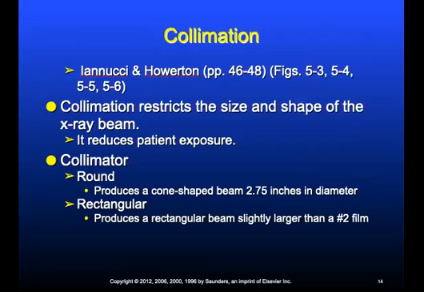So a collimator restricts the size and shape of the X-ray beam, which also reduces patient exposure. And there are going to be two types, a round and a rectangular collimator. A rectangular collimator restricts a beam more than a circular collimator, which significantly reduces patient exposure. So a rectangular beam is no bigger than what a number 2 sensor looks like. So it's not too much bigger than the number 2 sensor that we use in lab. So if you can imagine, that's a nice, small, narrow beam that it's not going to expose your patient to any unnecessary radiation.